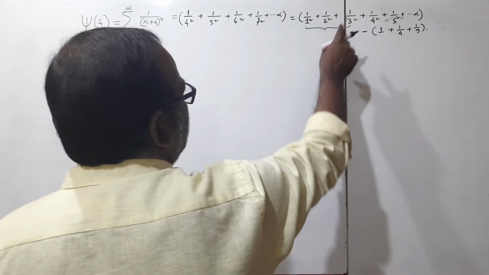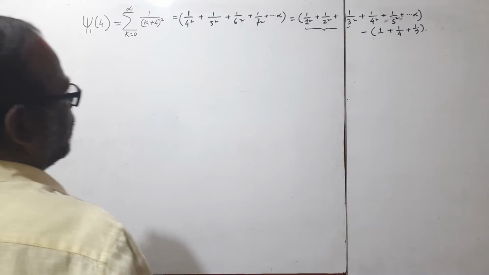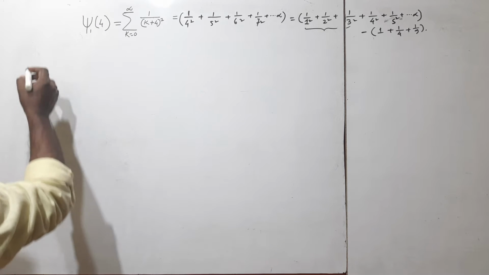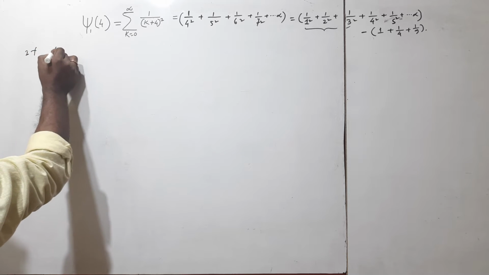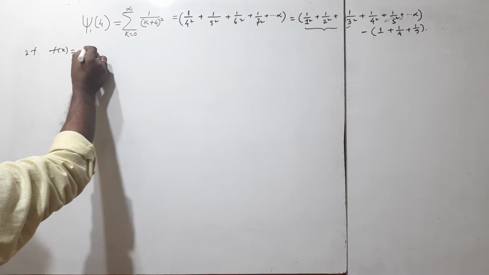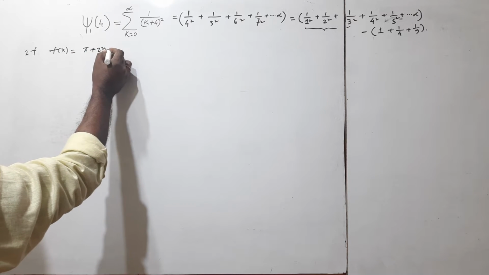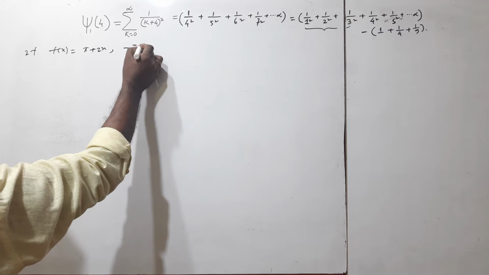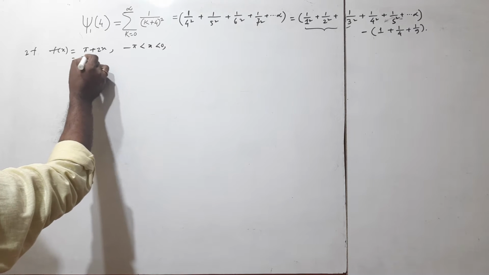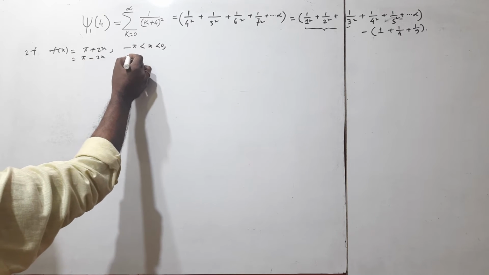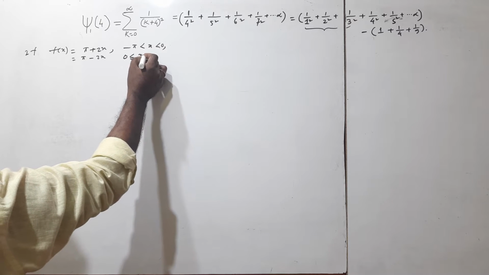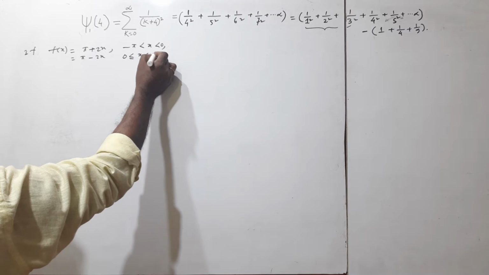Now I want to get this value. For that I am using a function. Let the function be f of x, and that is pi plus twice x, when x lies between minus pi and 0, and this is equal to pi minus twice x when x is between 0 and pi.